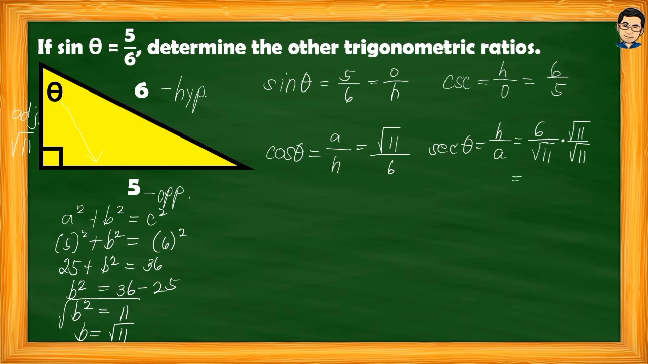Next, 6 times square root of 11, that is 6 square root of 11 over square root of 11 times square root of 11 is square root of 121. So, kapag in-extract natin yung square root of 121, that is 11 kasi perfect square siya. So, ibig sabihin, ayan, secant theta is equal to 6 square root of 11 over 11. So, hindi na po natin yan pwedeng i-simplify pa dahil wala namang common factor aside from 1. Okay, so, box lang natin yung mga sagot natin. Ayan.